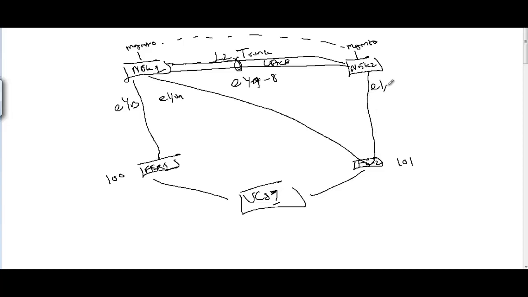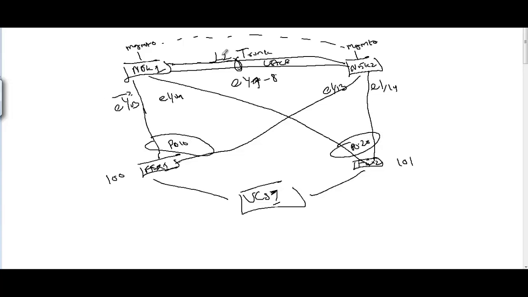This is Ethernet 1/14. This is Ethernet 1/13. So this is our plan. We don't have many interfaces for pinning, we have only one single interface. Because we are going to enable vPC, we need to put this in a port channel. So this will be port channel 10, this will be port channel 20, and this will be port channel number, let's say 50. This is our plan. Let's do it.